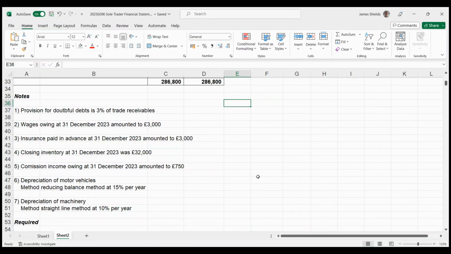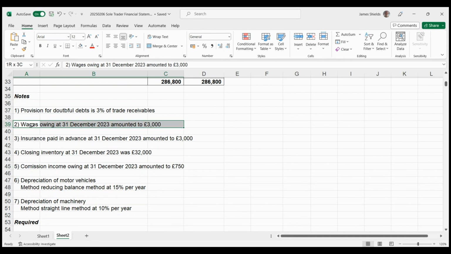Now, in this question, we've got 7 different notes. 1, 2, 3, 4, 5, 6, 7. So, in number 1, we've got provision for doubtful debts is 3% of trade receivables. So the business does not expect to get 3% of its trade receivables based on the year-end value of trade receivables. Wages owing at the end of December 2023 amount to £3,000.